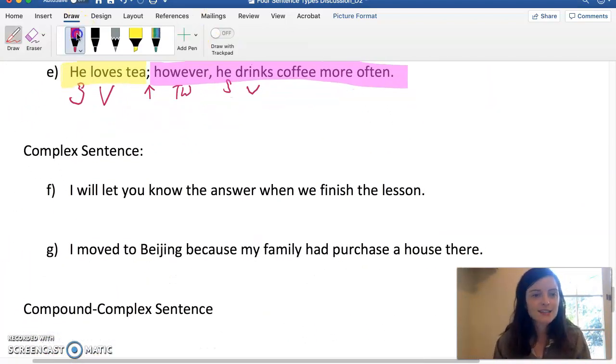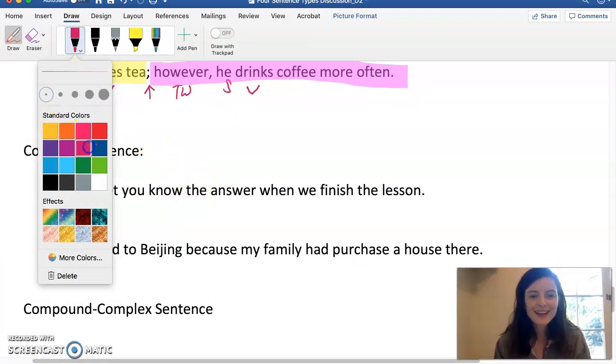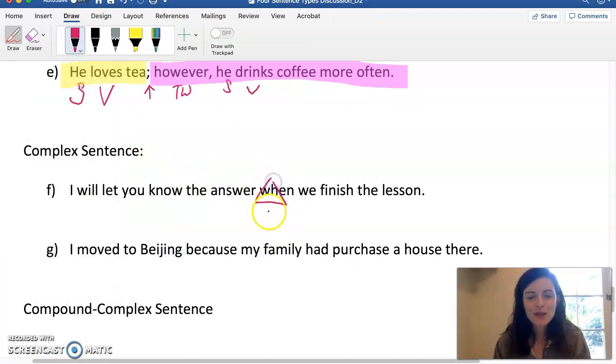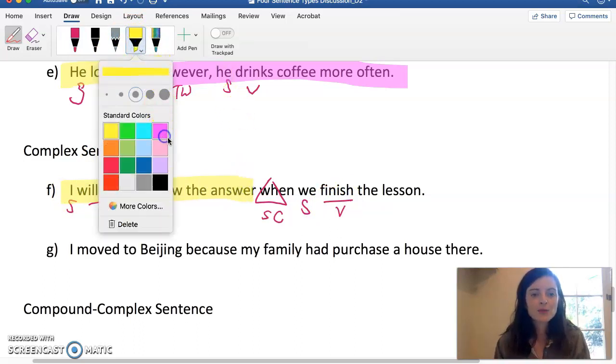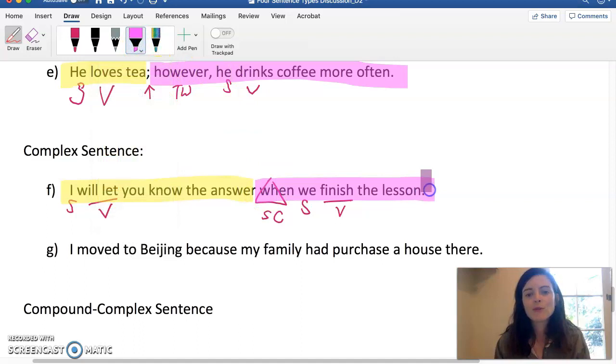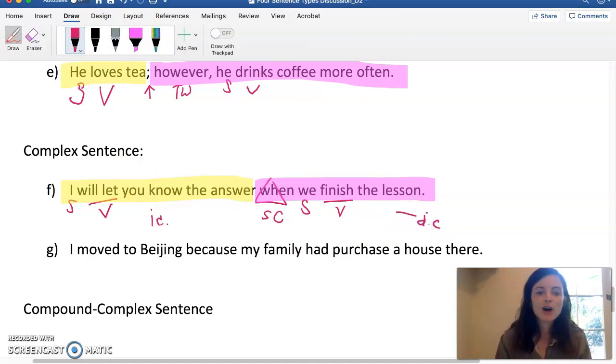We're looking at sentence F. I will let you know the answer when we finish the lesson. So we've got when is the subordinating conjunction, I, subject, will let, verb, we is our another subject, finish is our verb. Let's break it down now. We've got our independent clause starting from I to answer, and we have our dependent clause going from when to lesson. This I'm just going to mark as an IC, that's an independent clause. And this is a DC, dependent clause. It depends on the independent clause in order to exist.